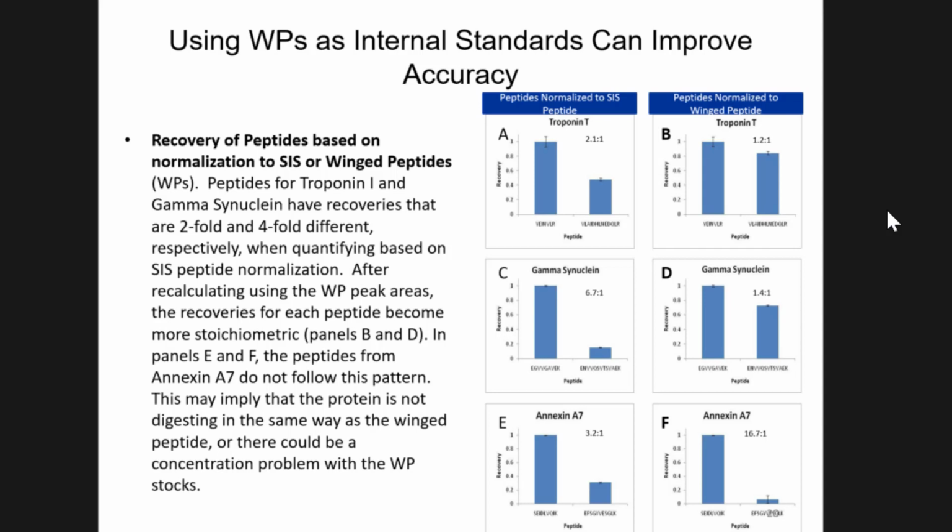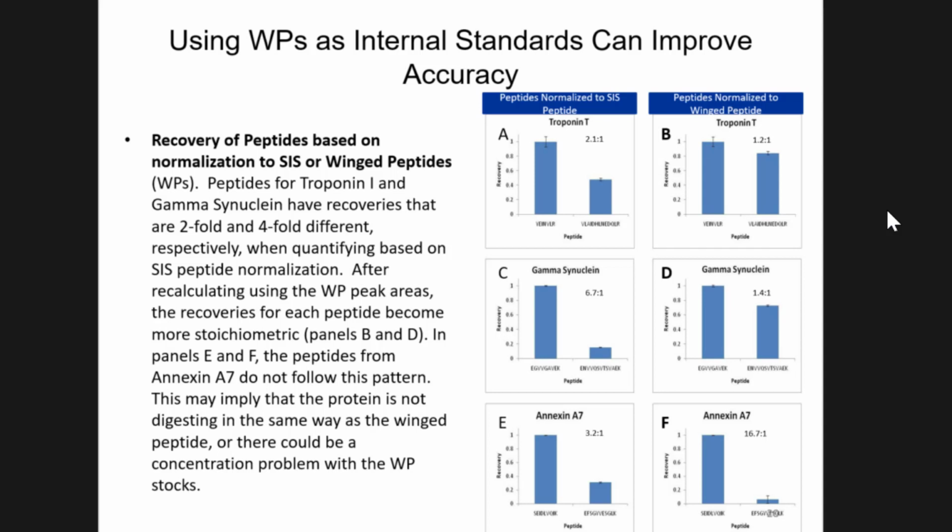But what we did is we looked at, for example, 3 proteins: troponin T, gamma-synuclein, and annexin A7. And we had 2 peptides for each one. We spiked the protein based on its starting stock concentration, which we're assuming, the wing peptide, and the heavy C13 N15 internal standard all at the same amount, like 50 femtomole is what we were to detect at the end. When we normalized the protein and the wing peptide to the C13 internal standard, this is the peptide coming from the protein, and this is the winged peptide.